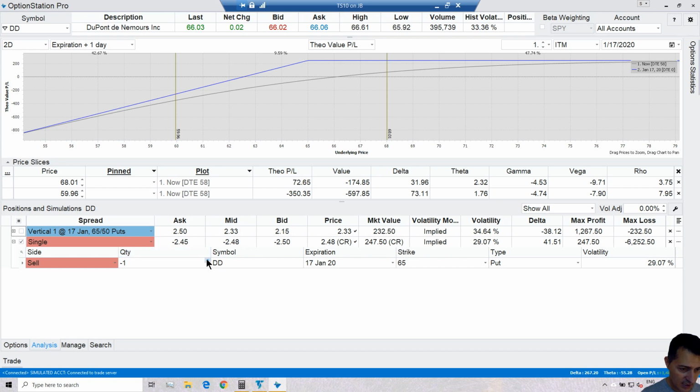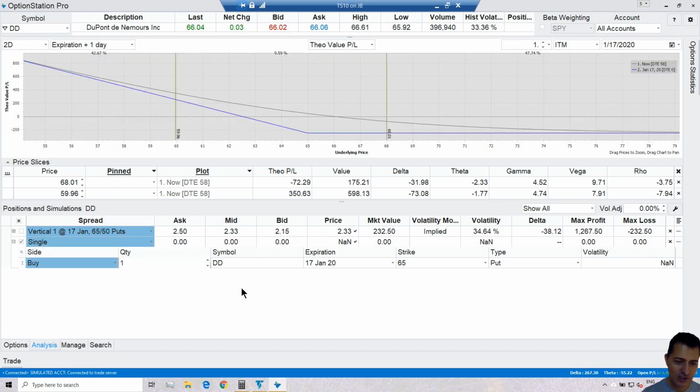Did I click on minus? I'm not sure what's happening to me today. Okay, but it's good that I realized my mistake. I should buy, okay, we are buying the put, not selling the put, okay, buying the 65.